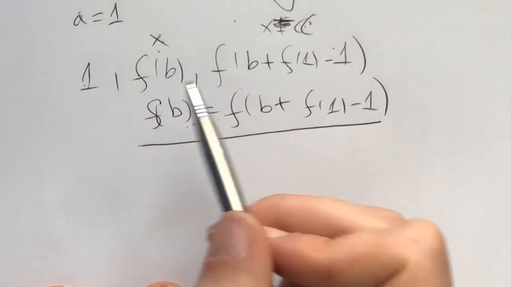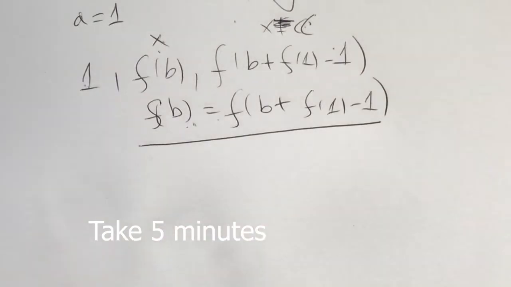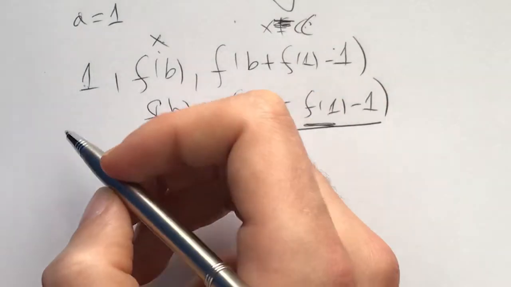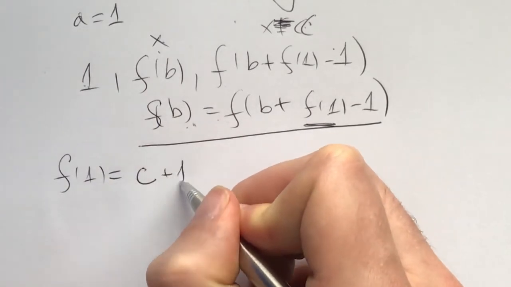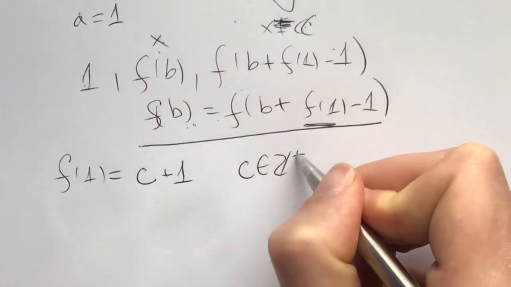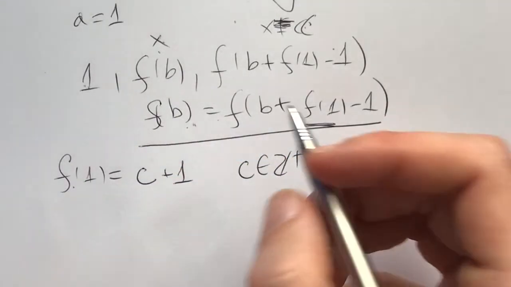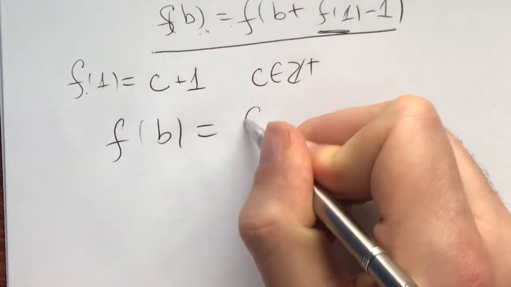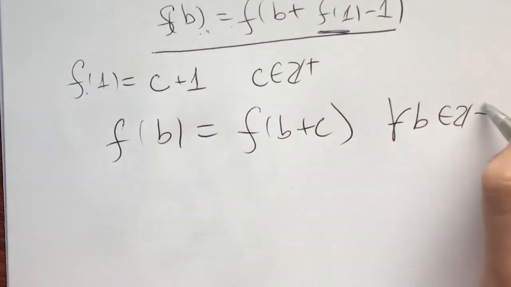And now that you know that f of b and f of b plus f of 1 minus 1 are equal, can you take 5 minutes and figure out what you would do next? Here's my next idea. Namely, let's prove that f of 1 is equal to 1. If it's not equal to 1, say f of 1 is equal to c plus 1, where c is a positive integer, say c is equal to 1. So in that case, we would have that f of b is equal to f of b plus c for all b in the positive integers.